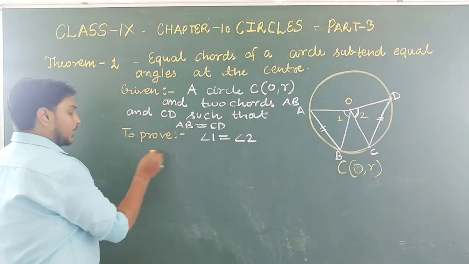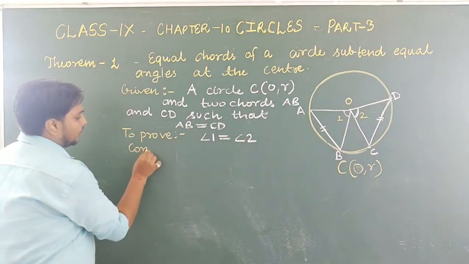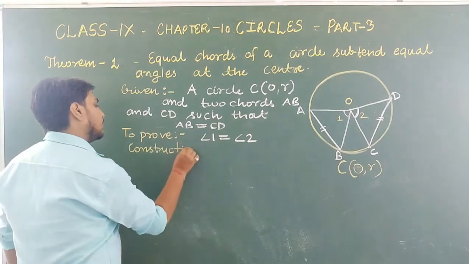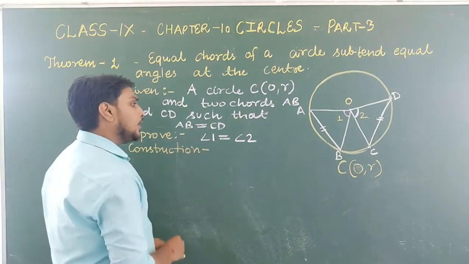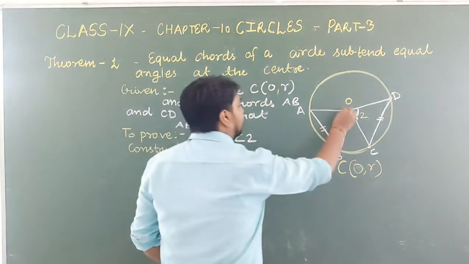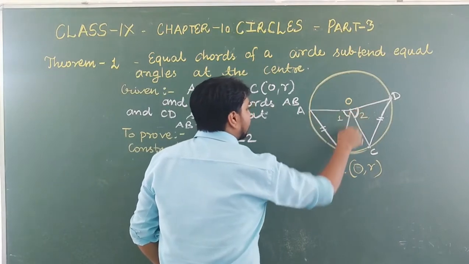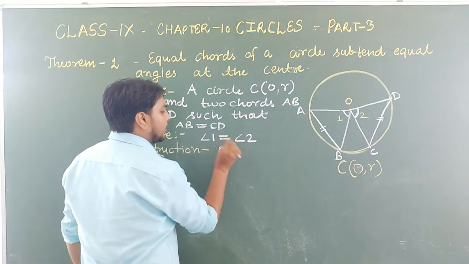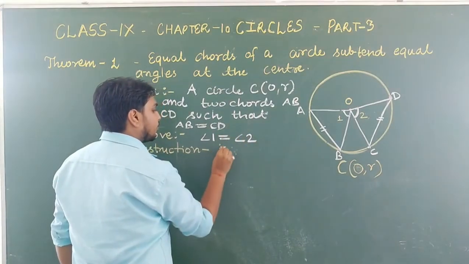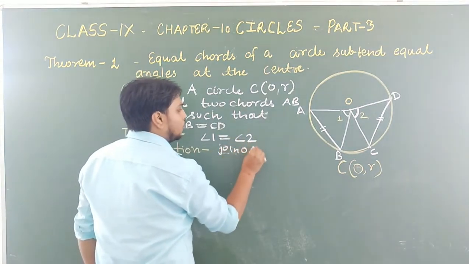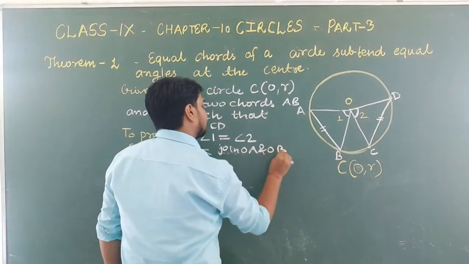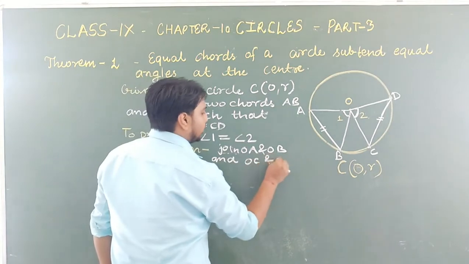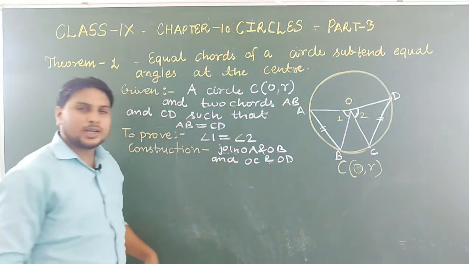Now, students, in the construction part, to find the angles, we have to join this also. So here you can write: join OA and OB and OC and OD. It is not necessary to write it also.